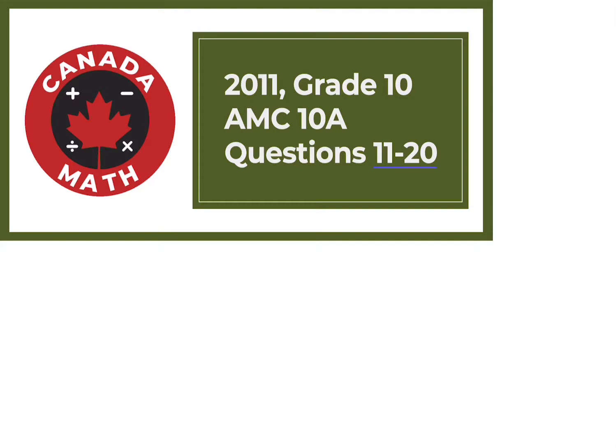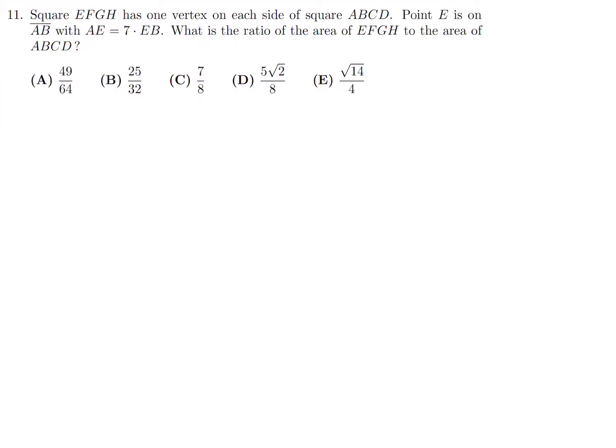Questions 11 through 20 on the 2011 grade 10 AMC 10A. Square EFGH has one vertex on each side of square ABCD. Point E is on AB with AE equal to 7EB. What is the ratio of the area of EFGH to the area of ABCD?